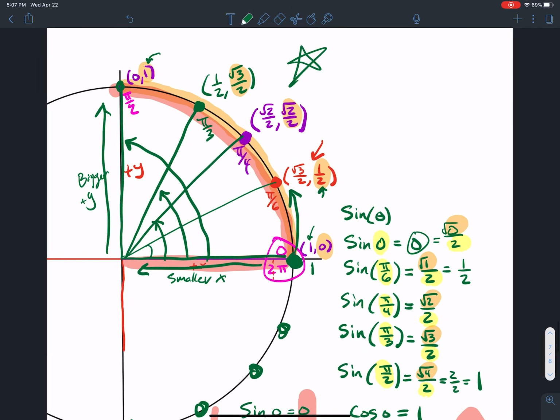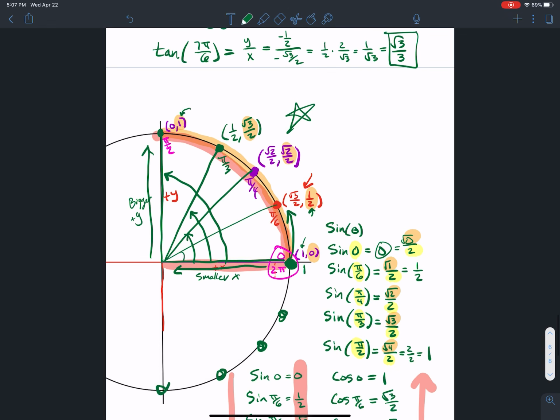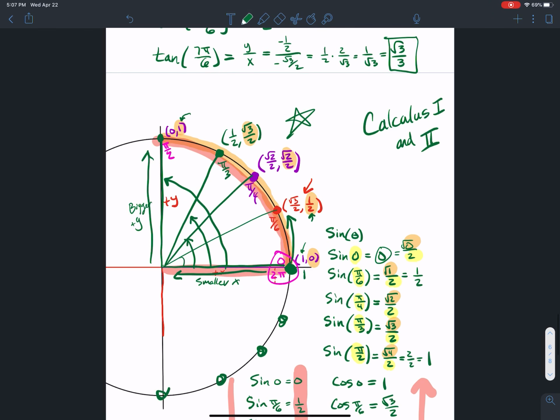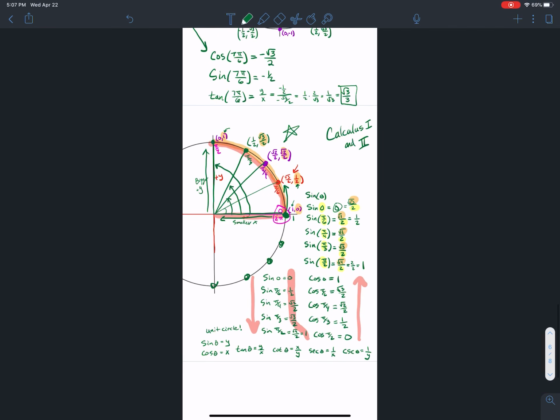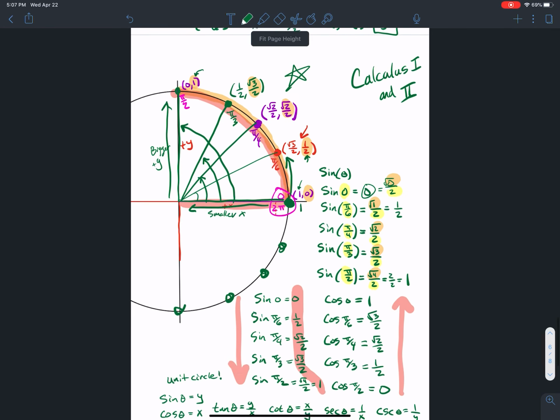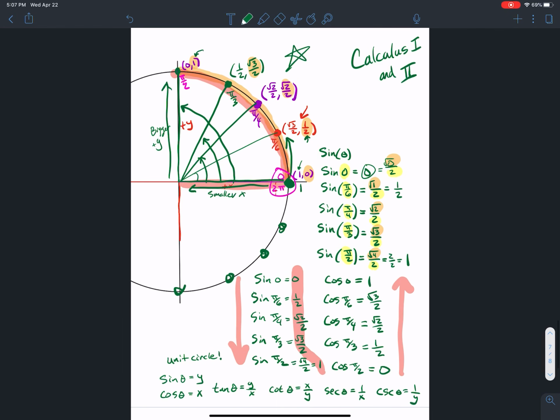I can't stress enough how much this pops up in Calculus 1 and Cal 2. Okay, so we use this all the time, probably one of the most important things that you'll need to know coming into Cal 1 and Cal 2 if you're planning to take those courses. Okay, so if there's anything that you need to learn from pre-cal, this is it, guys. This is the most important.